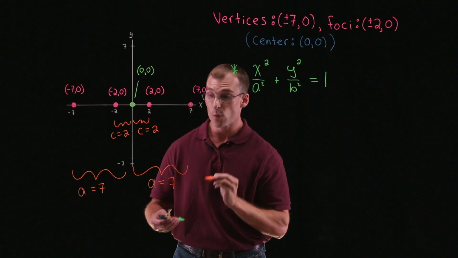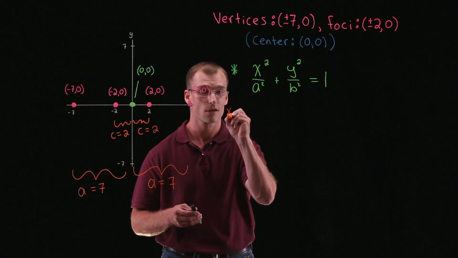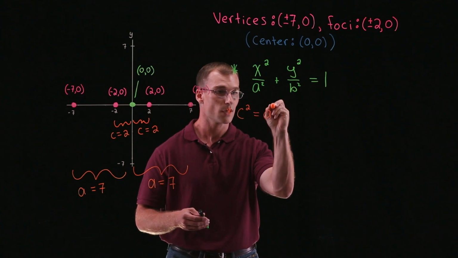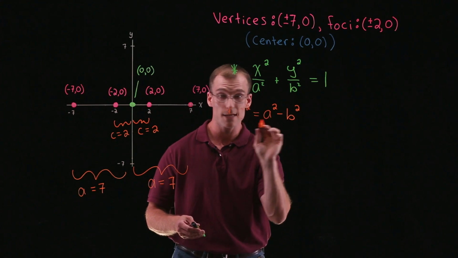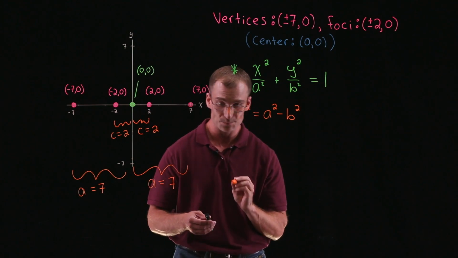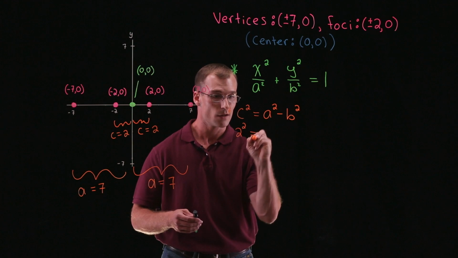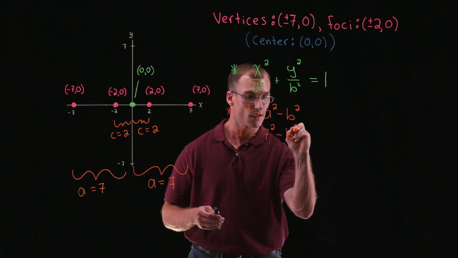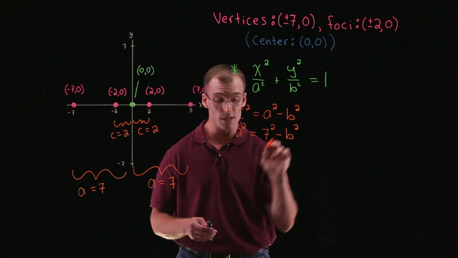Now how can that help us? Well, we know there's this relationship between c, b, and a, namely that c squared is equal to a squared minus b squared. As we just saw, we know what a is, we know what c is, so we can plug them in and use that to solve for b. So let's go ahead and do that. In for c, we have 2 squared equals a squared, which is 7 squared, minus b squared. We want to solve for b, so we'll get the b squared term by itself.